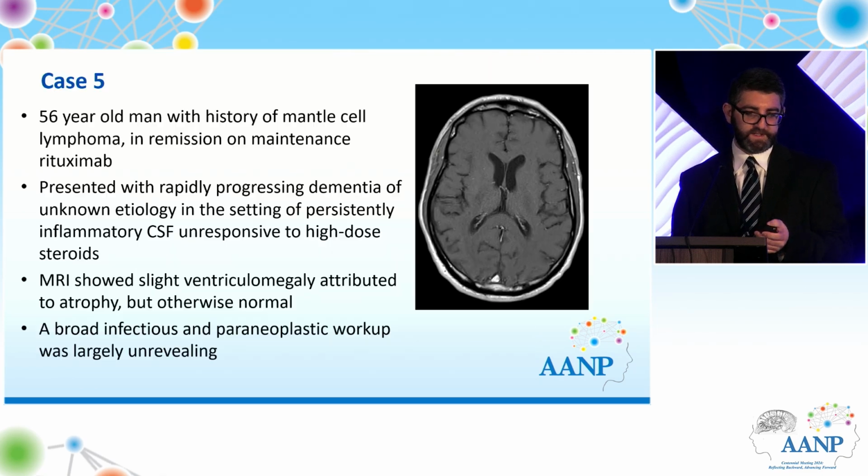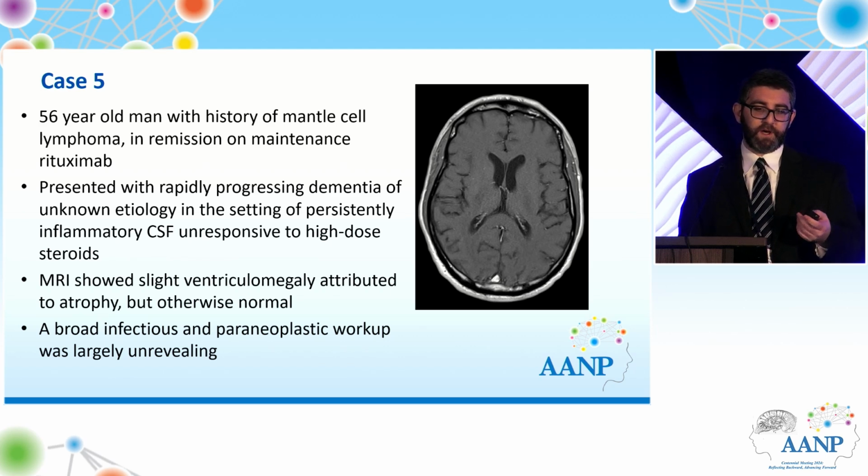And the next case is a little bit of a greater challenge, where we had a 56-year-old with mantle cell lymphoma on rituximab, my favorite therapeutic agent, who presented with rapidly progressing dementia of unknown etiology. They actually thought this patient might have had CJD, so they admitted him for an expedited workup.